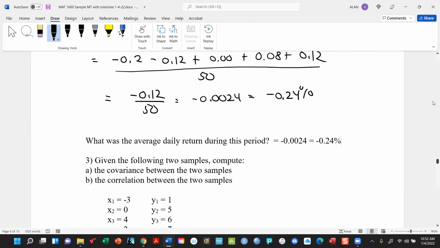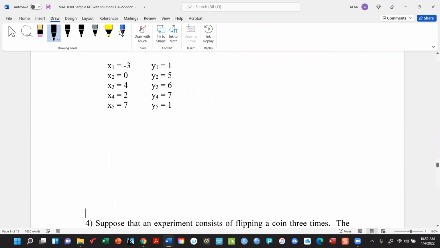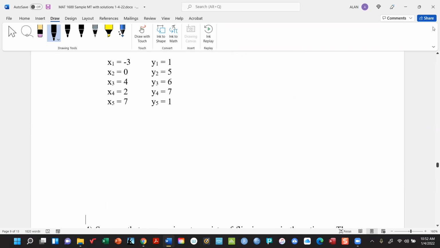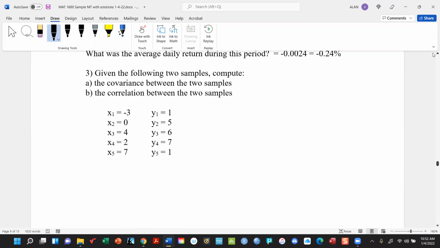All right, now this next one is going to be the most time consuming one because we have to calculate the covariance and the correlation. Wow, that's a lot of work. This will be the most time consuming one, that's for sure.